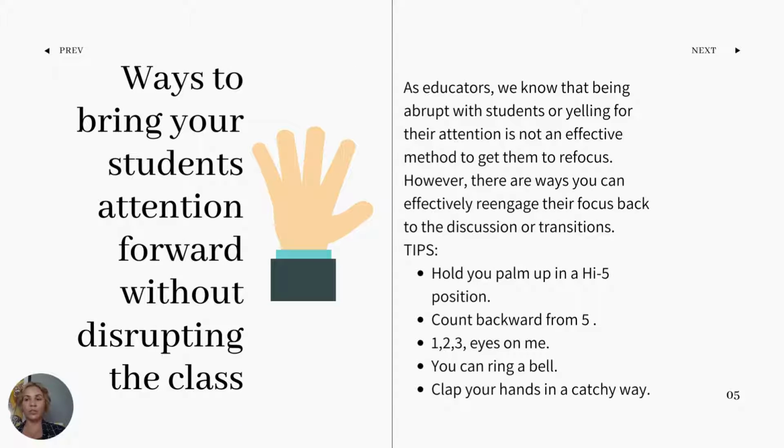Here are a few signals you can use in your classroom to get them to focus on you. As educators, we know that being abrupt with students or yelling for their attention is not effective. However, there are ways you can effectively re-engage their focus back to the discussion or transitions. Tips: hold your palm up as a high 5 position. Count backwards. 1, 2, 3, eyes on me. You can ring a bell, clap your hands in a catchy way. Those are just a few tips that I suggest.